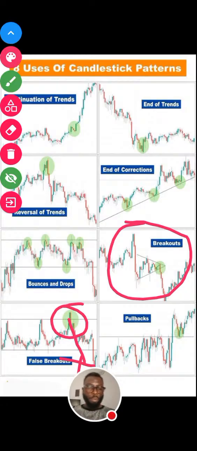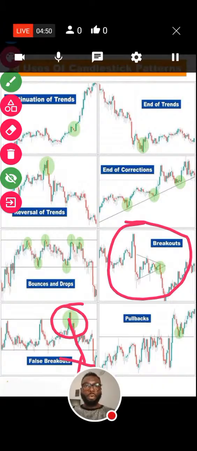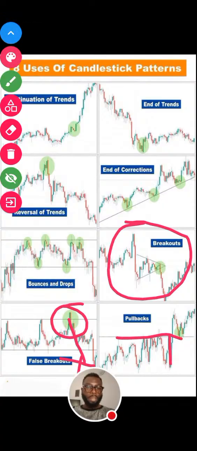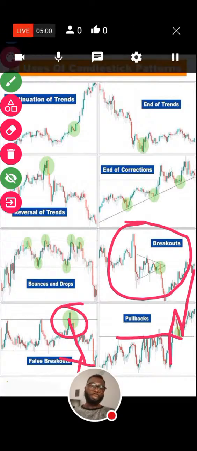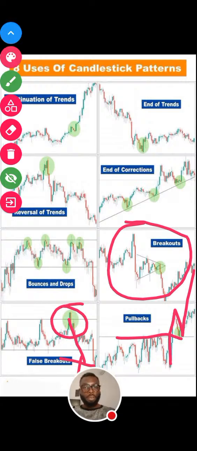Then we have a pullback, which we call retest. A pullback is when you have a break at a zone. You can see the market breaks the zone, comes for a retest, and goes back up. That is what we call a pullback, or you call it retracement or retest, whichever you use, you are still correct.